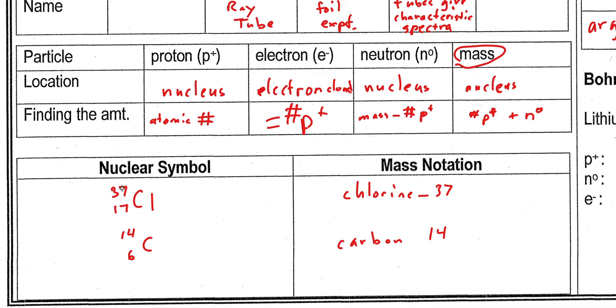Chlorine 37, that's one of the isotopes. It would, of course, have 17 protons because every chlorine has 17 protons. And carbon here is carbon 14. Carbon every time has 6 protons, but this one would have 8 neutrons to get a mass of 14, and this chlorine would have 20 neutrons to get a mass of 37. If we write mass notation, we just write the element name, dash, the number for the mass.